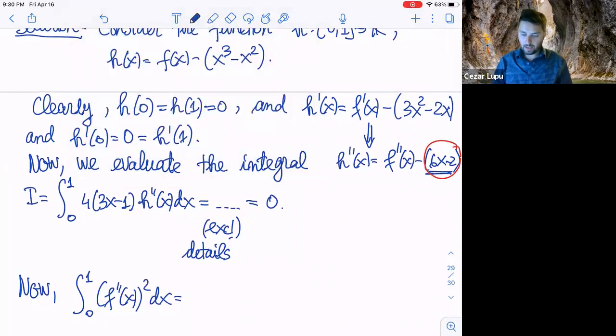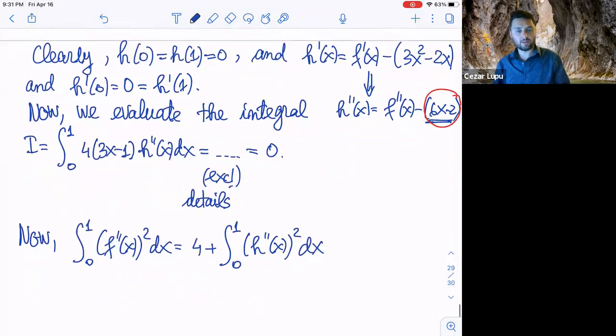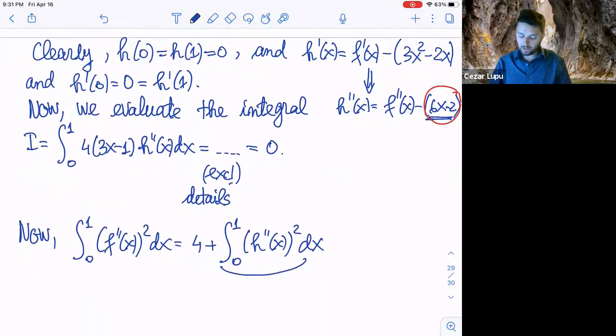So now this guy here, it will give you, by some computations, the 4 plus the integral from 0 to 1 of h second prime of x squared dx. And of course, this integral is non-negative here. You can neglect this if you want. But this will be greater or equal than 4. And that's it. So that's the solution of this problem.